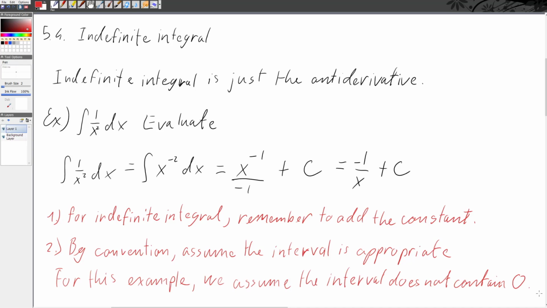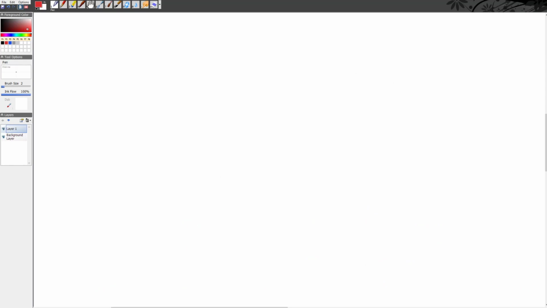And that is pretty much it for the first part of 5.4. It's just finding the antiderivative. Also, please look in your book for a list of common antiderivatives that you can use to help you while working through the section.